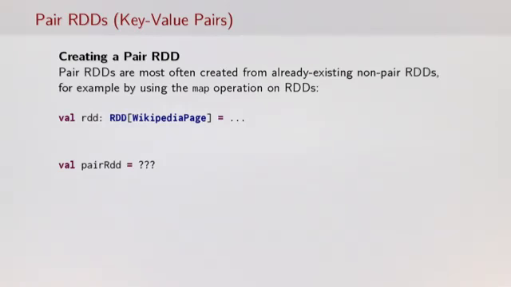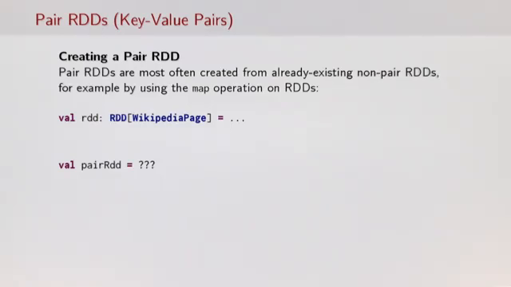It's actually quite simple. Pair RDDs are most often created from already existing regular RDDs using operations such as the map operation on RDDs. So that said, let's do a quick quiz. Let's say I wanted to create a pair RDD from an RDD full of these Wikipedia pages that we saw on a previous slide, such that the key of the pair RDD represents the title of the Wikipedia article and the value of the pair RDD represents the text of the Wikipedia article. What method would I have to call with which arguments to create this pair RDD from this val RDD above?